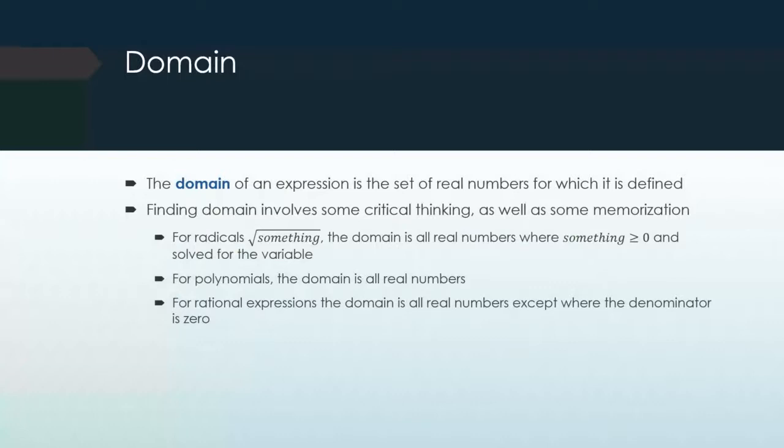So the domain of an expression is the set of real numbers for which it is defined. Domain is specific to the inputs or the x values. So think of it as the inputs, basically what you can plug into an expression. We think of the domain as the values that you're allowed to plug in and you don't come up with any errors or anything. And so determining domain does involve some critical thinking and some memorization.